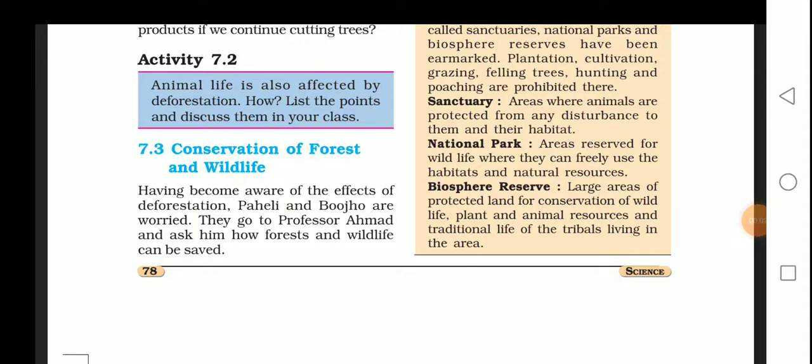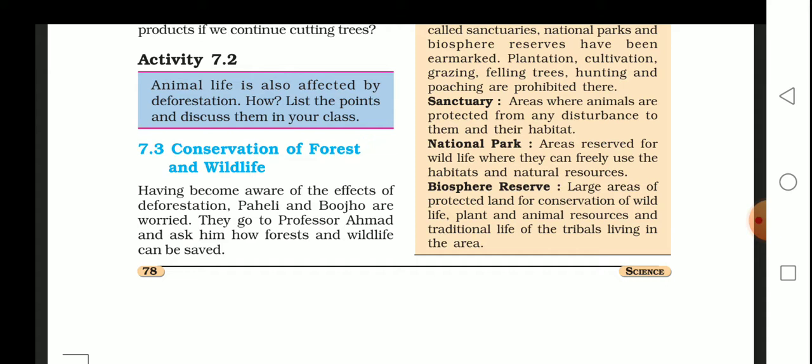Good morning, students. Today's chapter is chapter number 7. Already I've discussed the introduction part of this chapter. Already we discussed deforestation. So today in this chapter we'll study the next, activity 7.2.